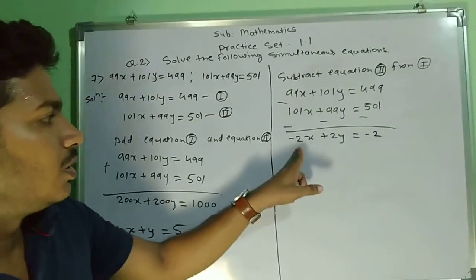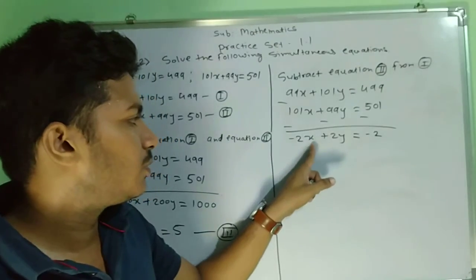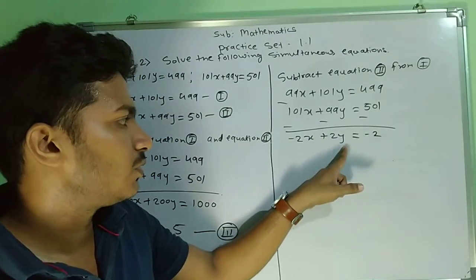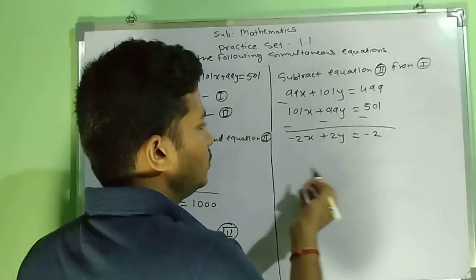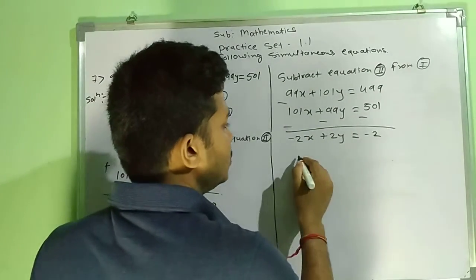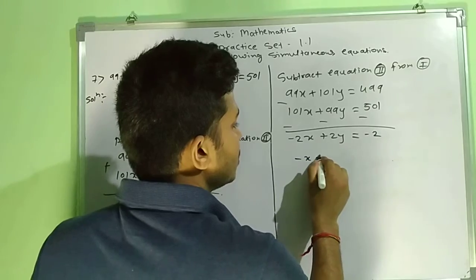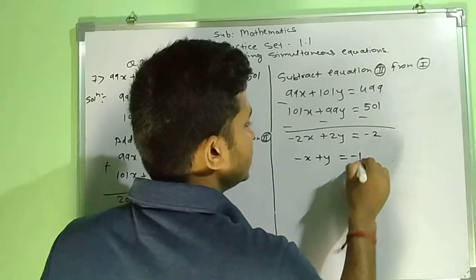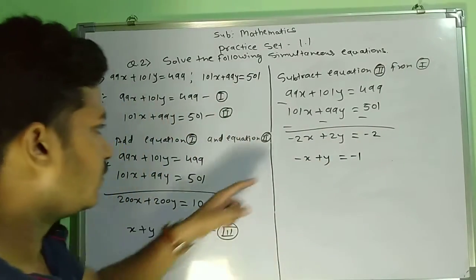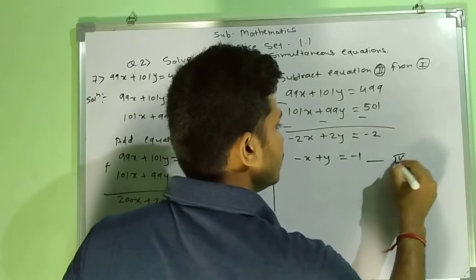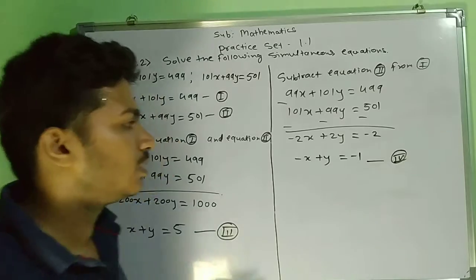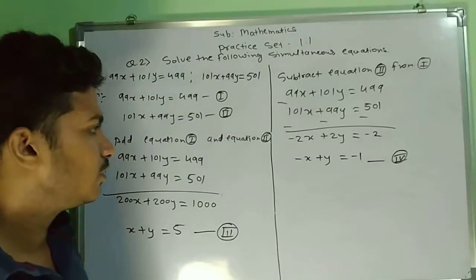Now look here, the coefficient of x is 2, the coefficient of y is 2, and on the right hand side we also have 2, so we can divide that equation by 2. After dividing by 2, what will we get? Minus x plus y, which is equal to minus 1. We got another equation. Let's call that equation number 4.